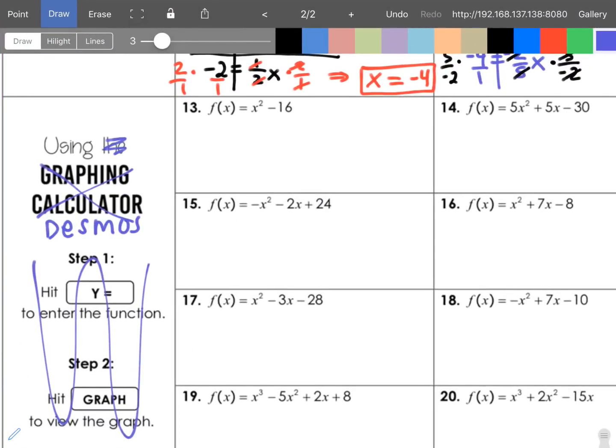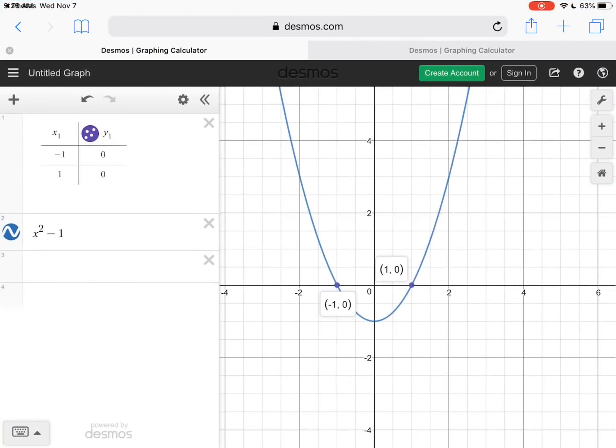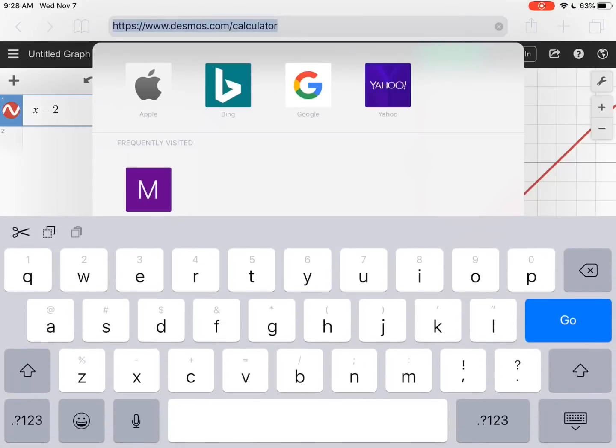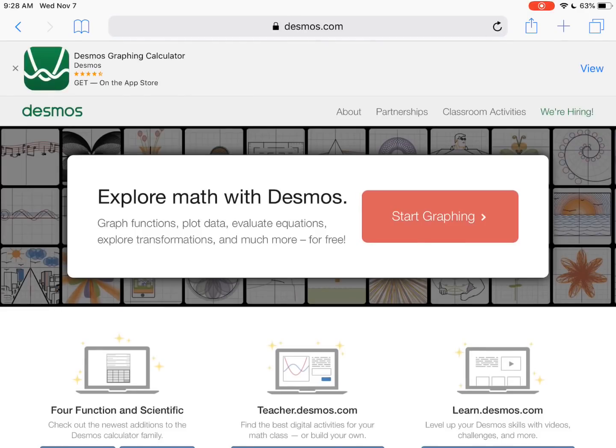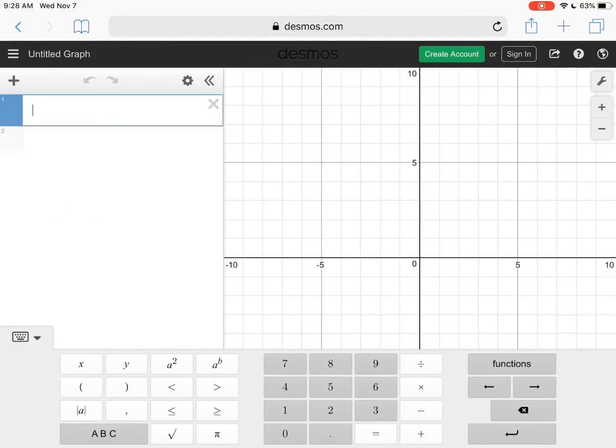I'm going to plug this in: x squared minus 16. Remember, f of x is the same thing as y. So I'm going to type in y equals x squared minus 16. You're going to type into Google, Desmos, and then click on Start Graphing, that big red button in the middle.